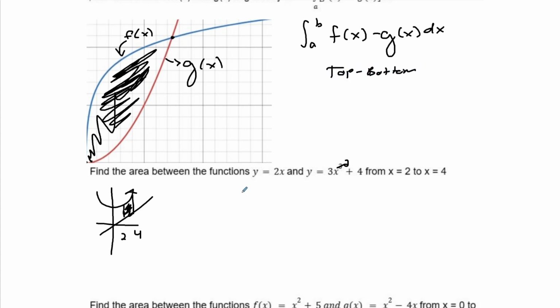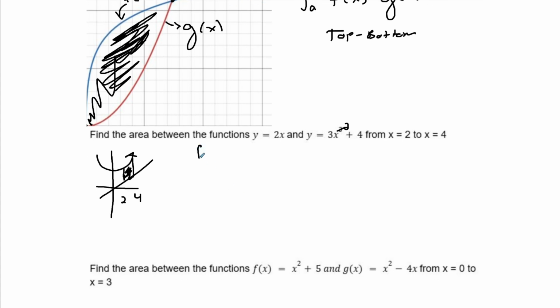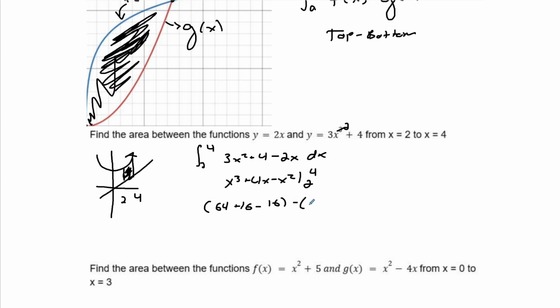And so here all we have to do is the integral from 2 to 4 of 3x squared plus 4 minus 2x dx. And so we're going to get x cubed plus 4x minus x squared evaluated from 2 to 4. So we would get, it looks like 64 plus 16 minus 16, and then minus we would have 8 plus 8 minus 4, right? And that would end up giving us 64 minus 12, which is going to be 52.